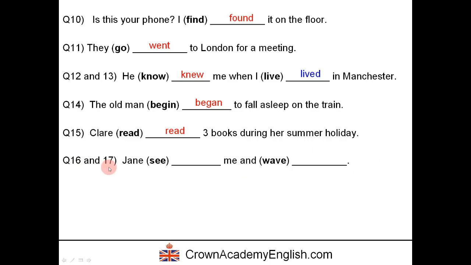Question 16 and 17. So there are 2 verbs here. So, are you ready? The answers are: Jane saw me and waved. So the past form of see is saw, S-A-W, and the past form of wave is waved, which is regular.